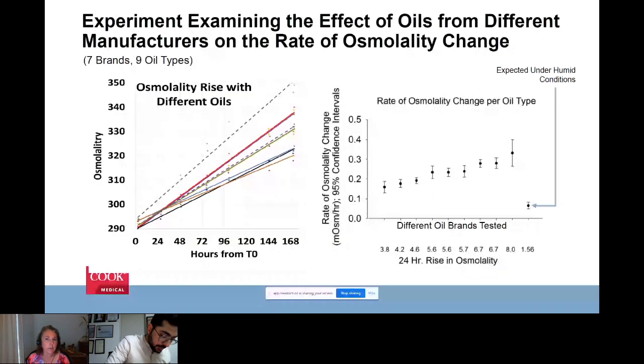Now we looked at the effect of oils from different manufacturers, more specifically 9 different oils from 5 different manufacturers, on the rate of osmolality change in dry conditions. It's still the same 30 microliter drops under 3 ml of oil. So we looked at the osmolality rise with different oils. After 3 days or after 5 days, what you can notice in dry conditions is that you still have a rise. At 5 days, here we have 312 milliosmol up to nearly 355 milliosmol, depending on the type of the oil. So there is quite a big span if you look at the different oils.